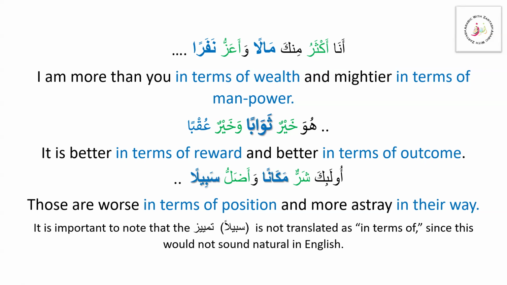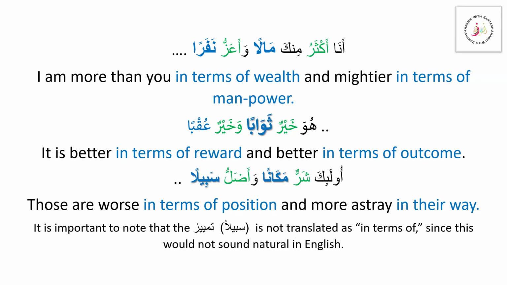Both words, malan and nafaran, you can see they both are common. They both are mansoob. They are coming after this ism tafdeel, the vague words, because the meaning is still not clear. If you are saying I'm more than you and I'm mightier than you, then mightier than you in what? In terms of manpower.